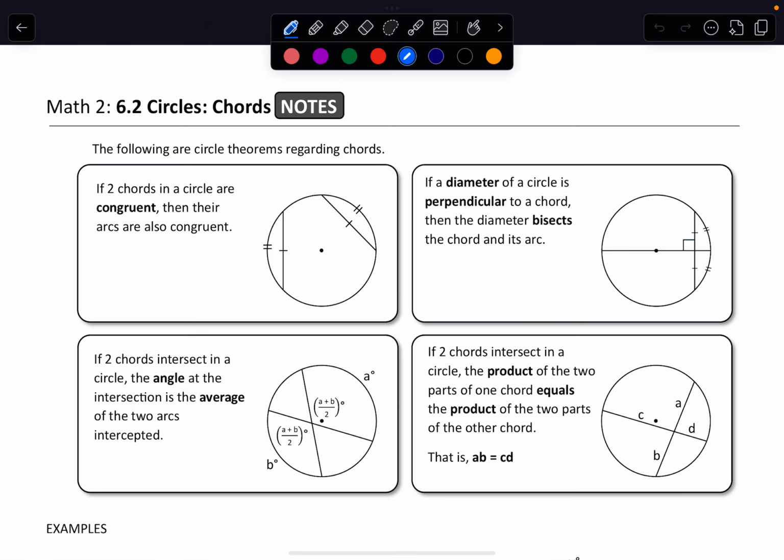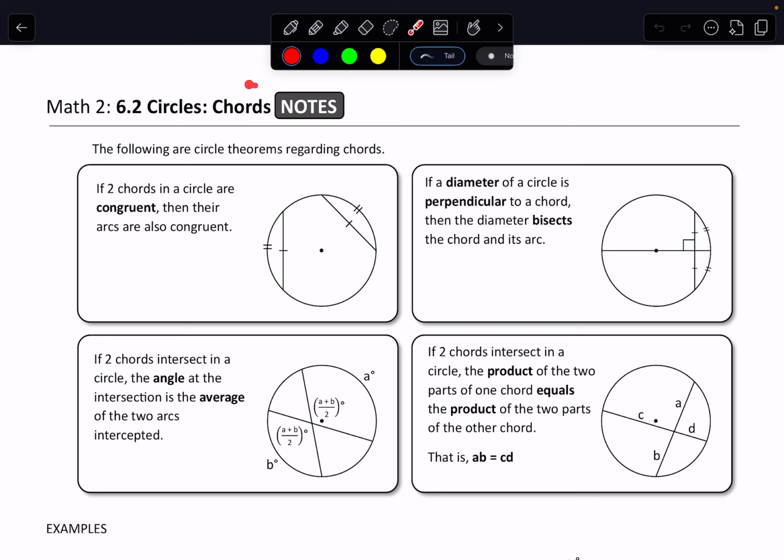All right, so we are going to continue talking about circles. Today we're talking about a different part of circles. Last time we focused on angles inside the circle. Today we're going to focus on the lines that go from one side of the circle to the other and all the different relationships that come from those lines. So remember, a line that goes from one side of a circle to another is what we call a chord.